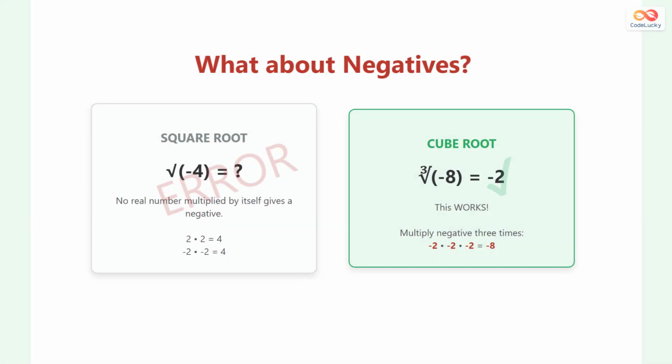Here is a major difference between square roots and cube roots. You cannot take the square root of a negative number and get a real result. However, you can take the cube root of a negative number. For example, the cube root of -8 is -2. This works because -2 multiplied by itself 3 times results in a negative number.